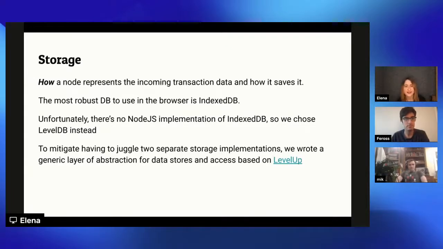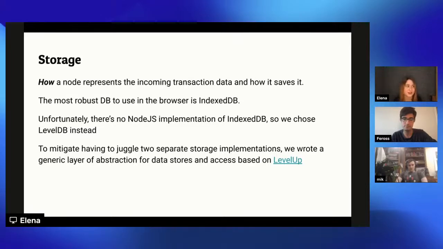And if you think of what DBs we have available in the browser, probably the one that everyone uses that I know of is IndexedDB. And I think it's probably the most mature database right now. So when we were trying to figure out our tech stack, we immediately chose IndexedDB for our browser implementation. Unfortunately, Node.js doesn't actually have an implementation of IndexedDB, and instead uses LevelDB, which is what we chose for the Node part.